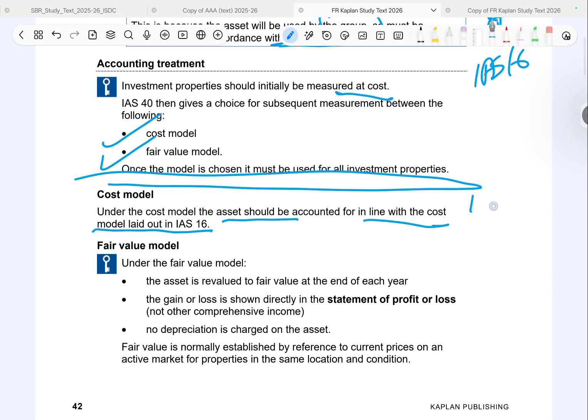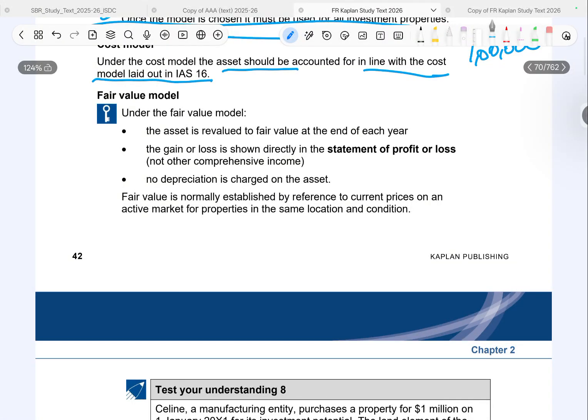Let's say you have an asset worth 1 lakh, you recognize it as 1 lakh in your statements, and then depreciate it according to its useful life. So this is a very easy method. Now we'll study the fair value model. Under the fair value model, the asset is revalued to fair value at the end of each year. The gain or loss is shown directly in the statement of profit or loss, not other comprehensive income, and no depreciation is charged on this asset.